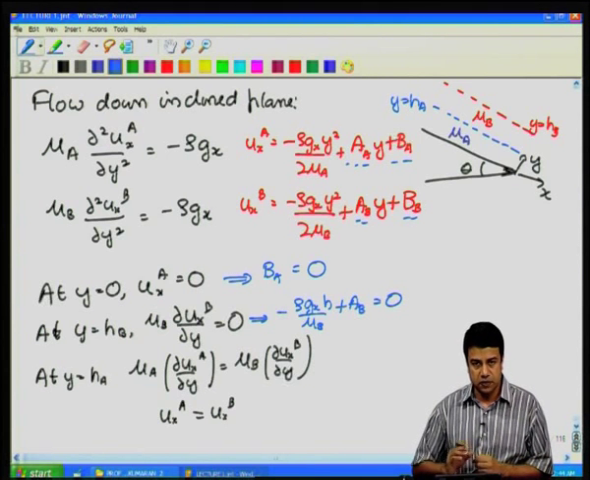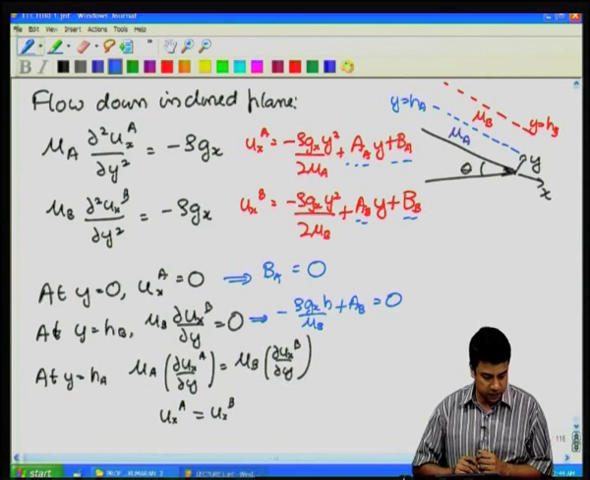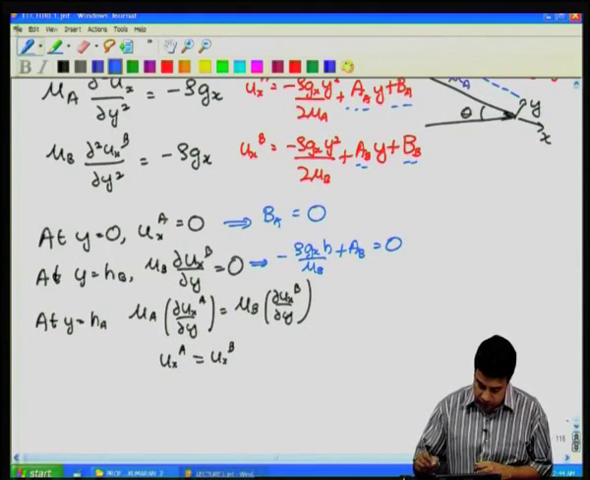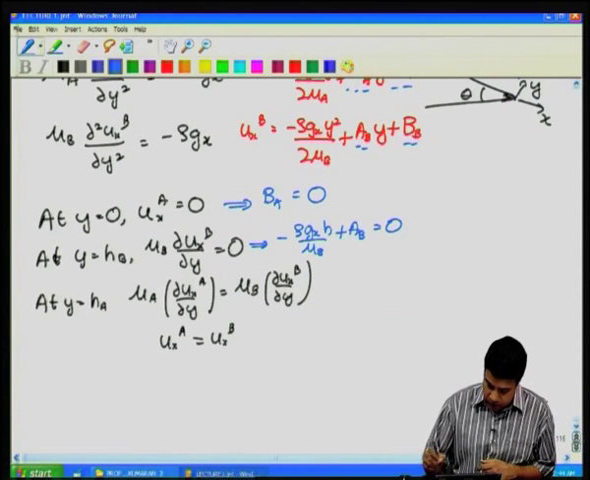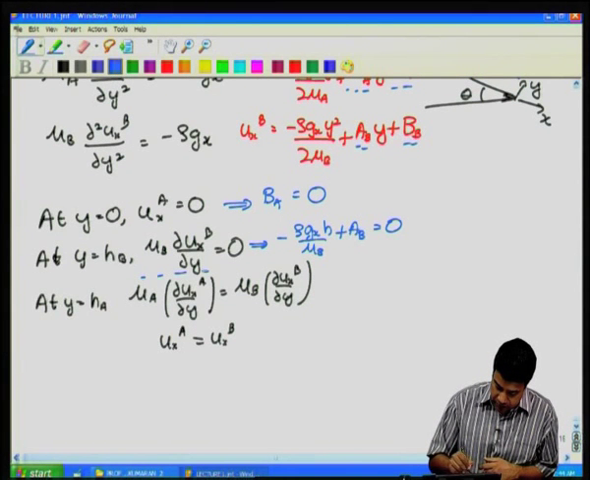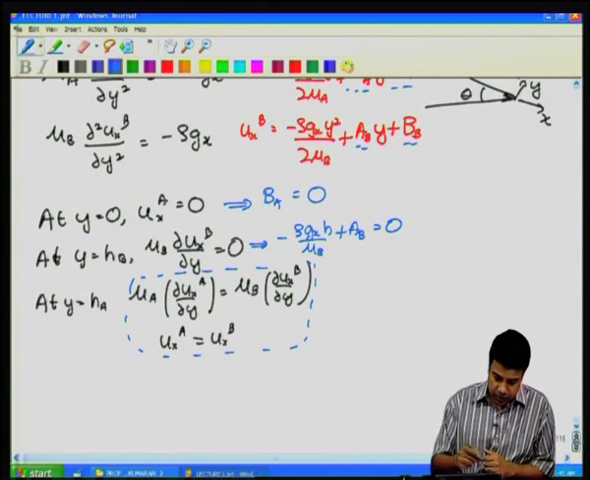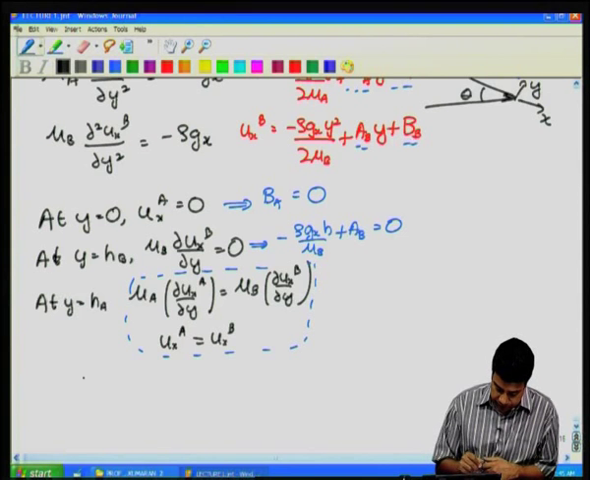So, these give you 2 of the constants, B_a is equal to 0 and A_b is equal to rho g_x h by mu_b, because the shear stress at the top interface is equal to 0. And from the interface equations I will get the 2 more constants. It's just an exercise in algebra, so I will not go through the details.